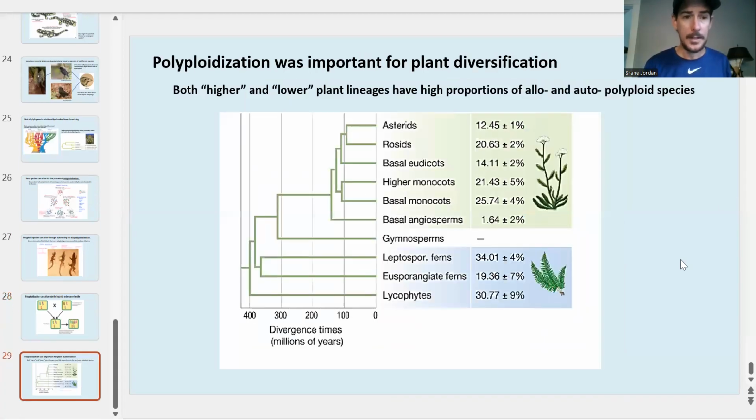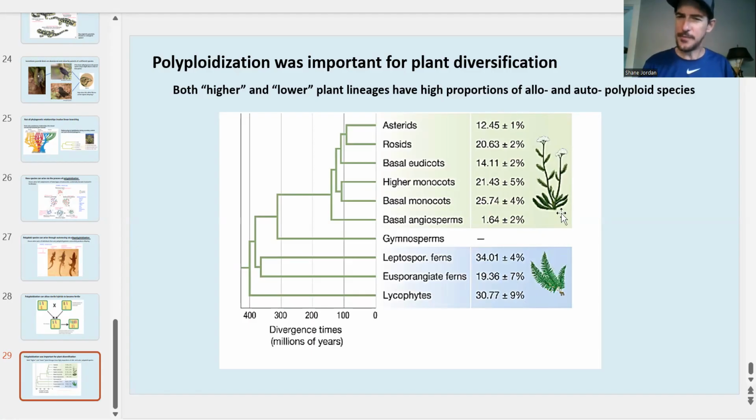And overwhelmingly, we have seen this happen in plants. And this has probably been really, really important for plant diversification, particularly in what we call lower plants, or plants that diverged in evolutionary history a long time ago compared to those that diverged more recently, particularly ferns. We can see these different ferns here, and lycophytes as well, that have pretty high proportions of species that were formed via polyploidization and have really, really high chromosome numbers. And we can see that in some flowering plants as well.